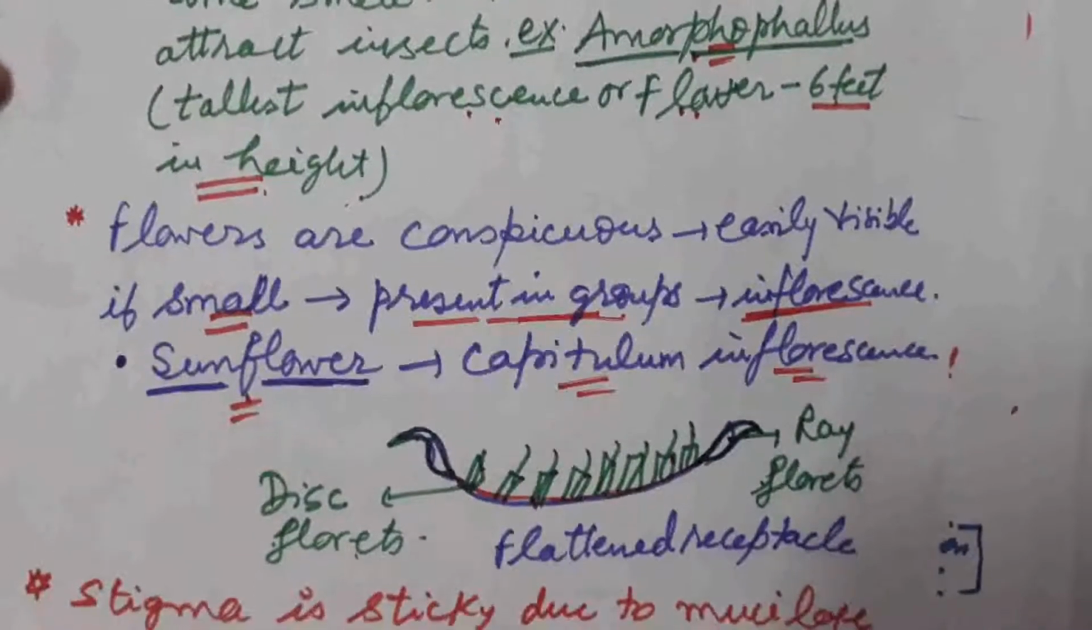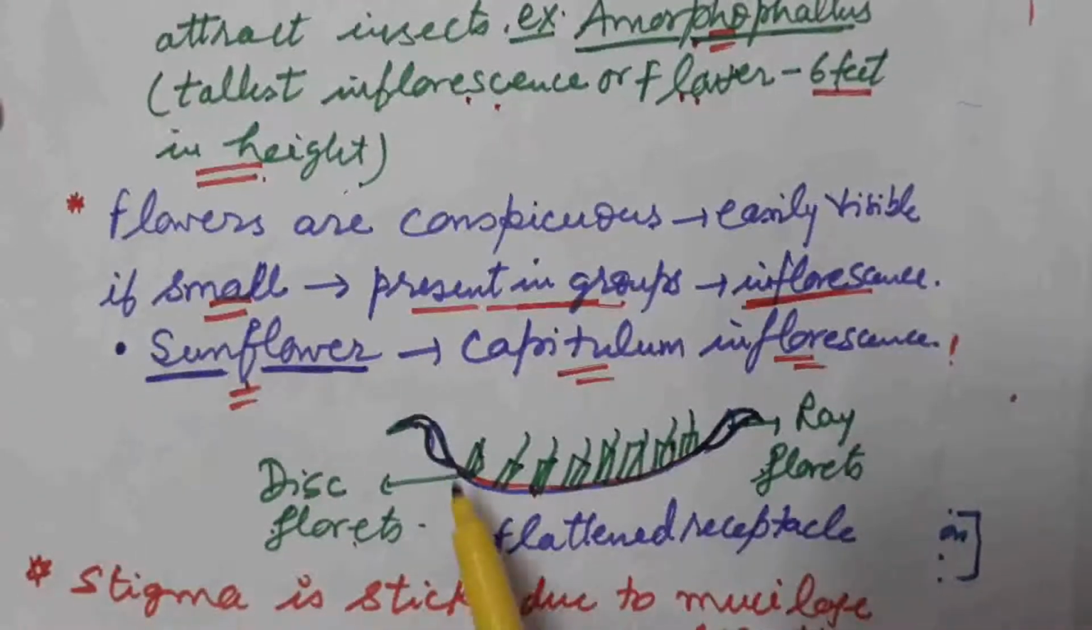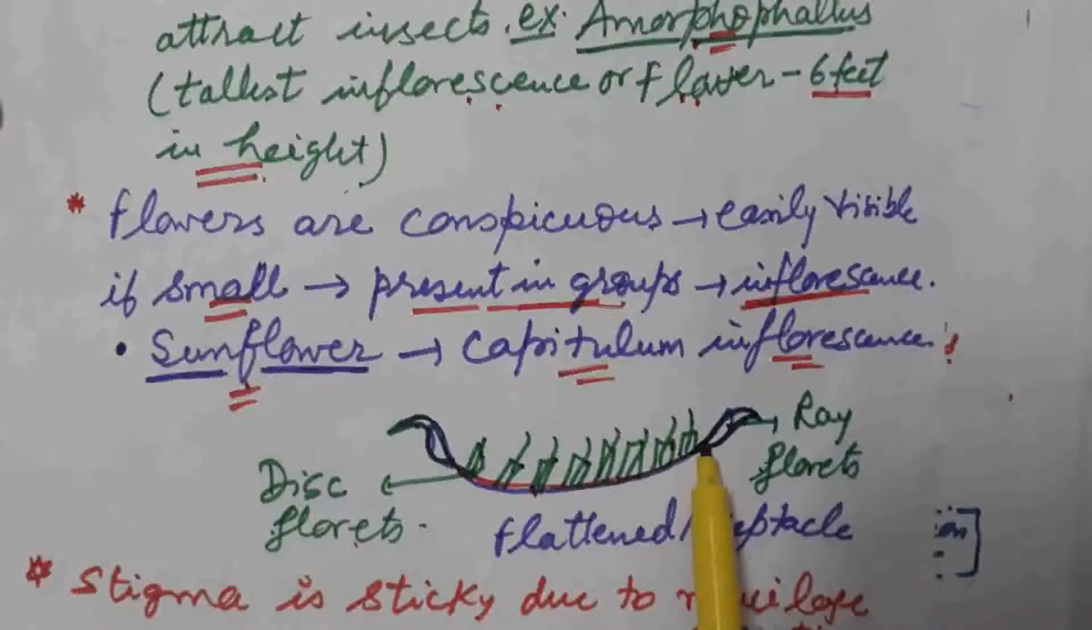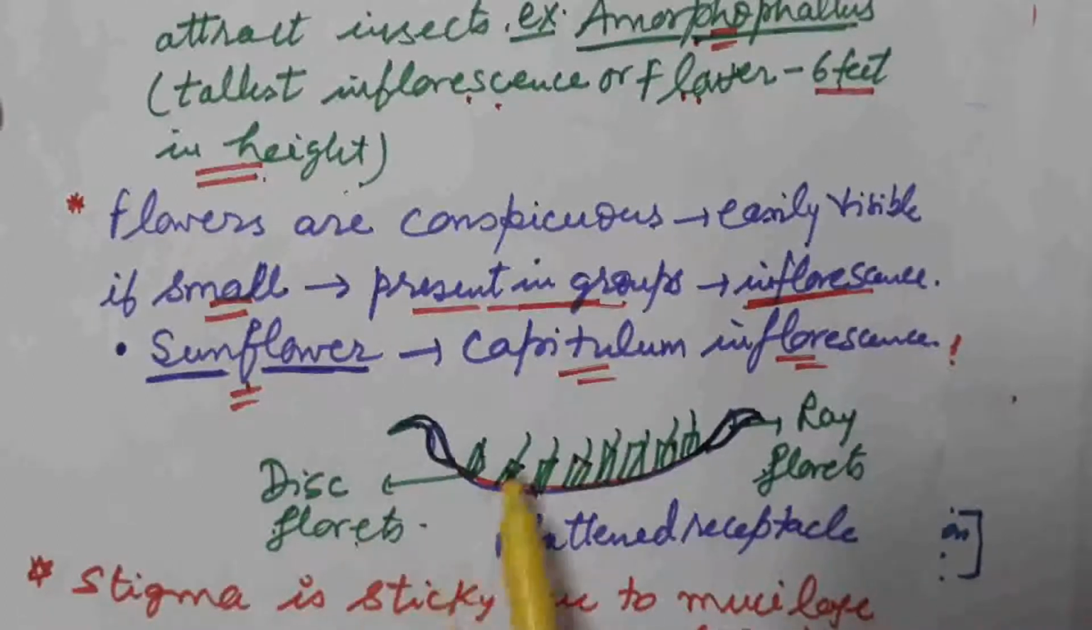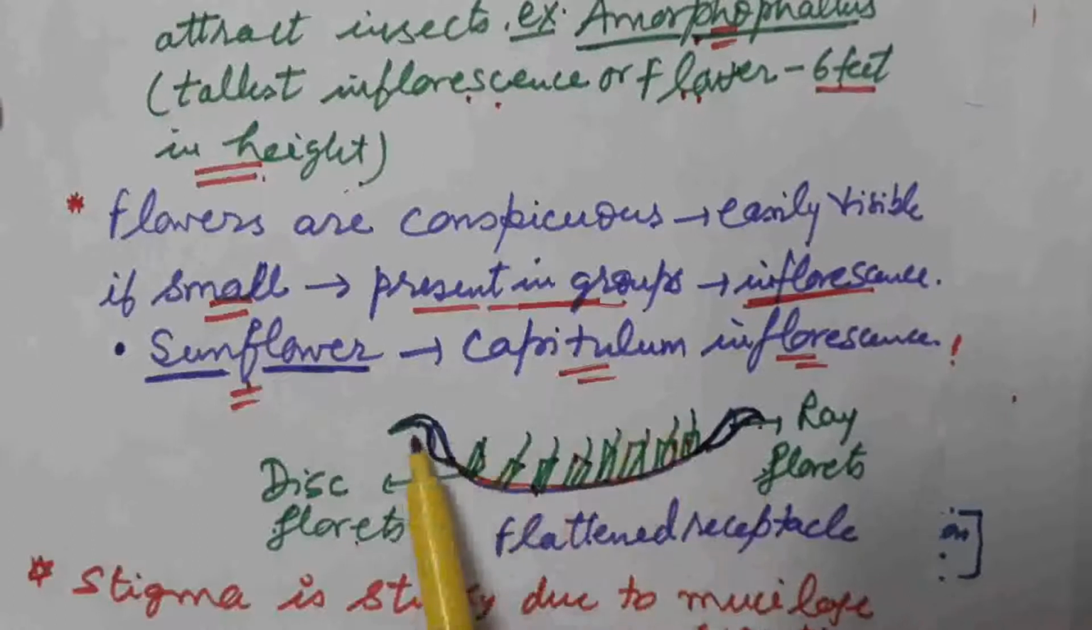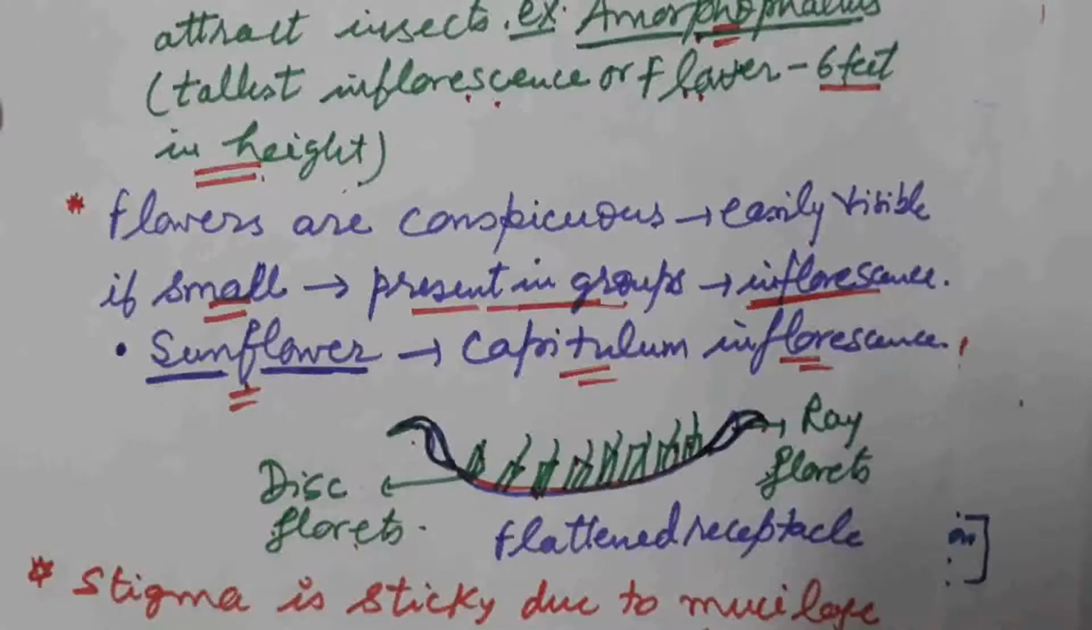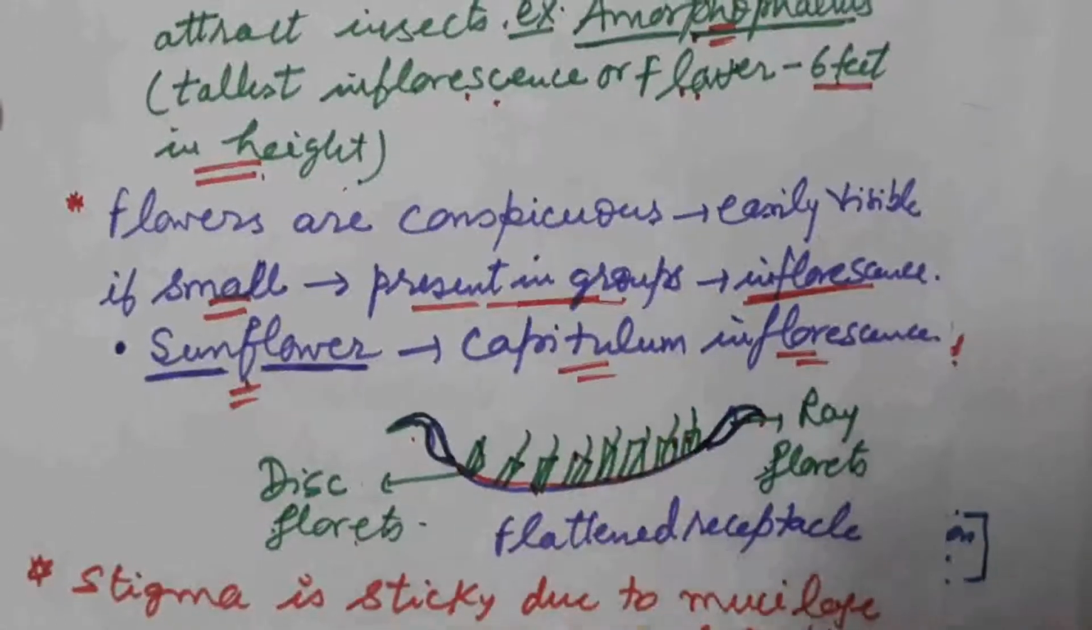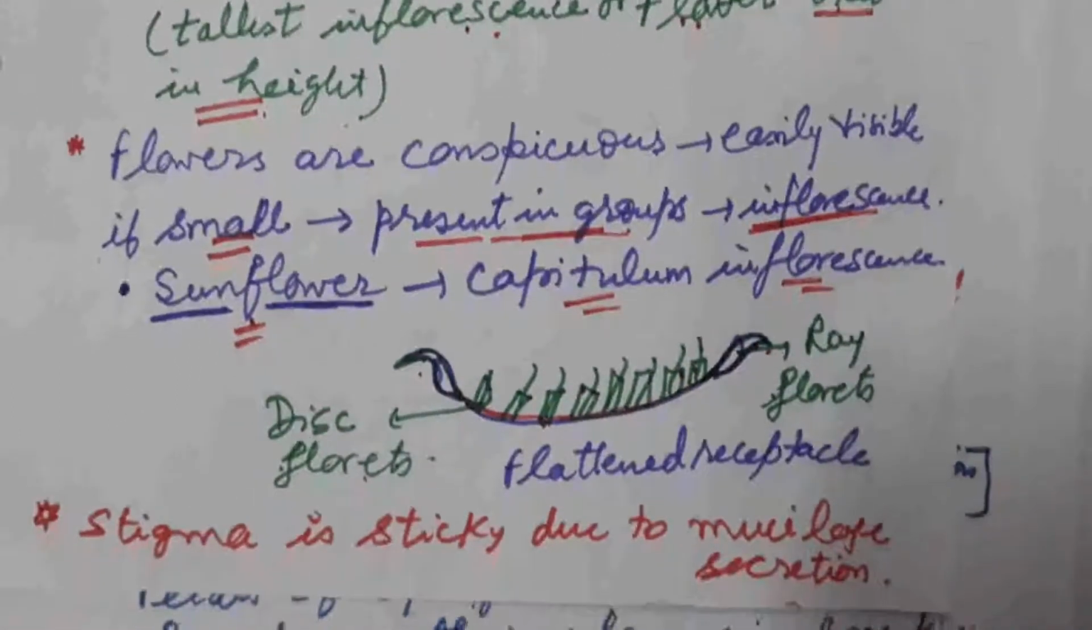As in case of sunflower, a capitulum inflorescence is present. A variety of flowers are present on the flattened receptacle. This is the flattened receptacle of the sunflower. In the center, disc florets are arranged, and at the periphery, ray florets are arranged. So this biggest inflorescence attracts the insect for pollination.